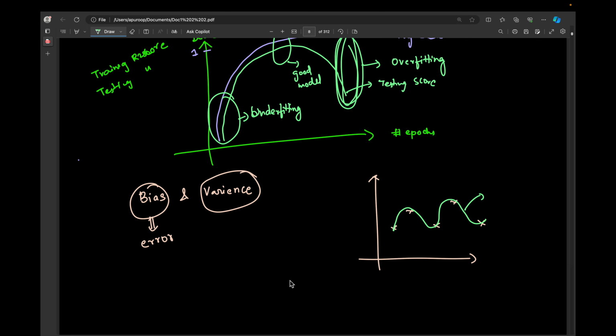Okay. So basically, for a good model, both of these, bias and variance, should be at good values. It means that these should not be very high. Okay. So these should be some good values. Okay. So this is the concept of underfitting and overfitting.